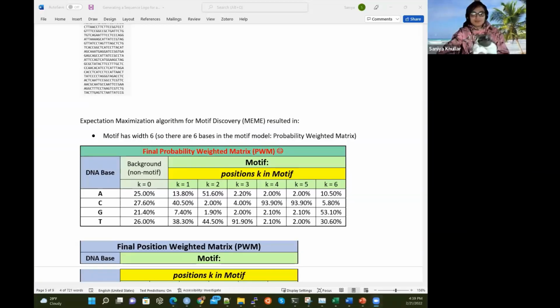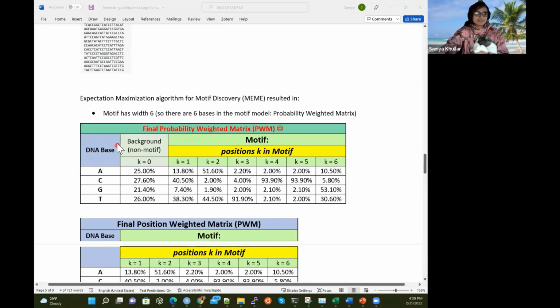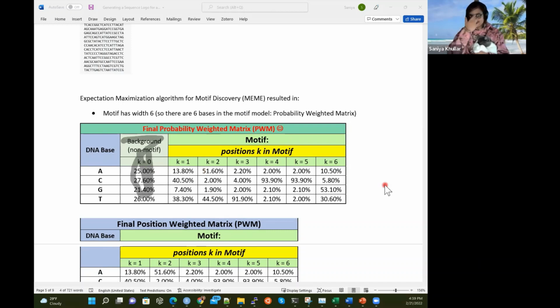When we ran it to convergence, we have this probability weighted matrix or position weighted matrix, but we also have the background here, which we don't want. We want to just get rid of the background because right now we're trying to plot the sequence logo. And this again gives us the probability of a given base in a particular position of the motif. And these again sum up to 100%.